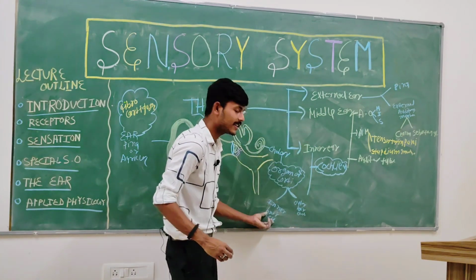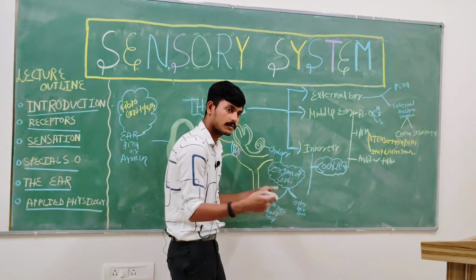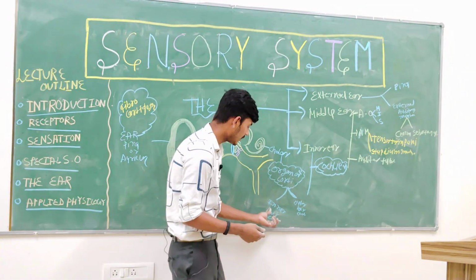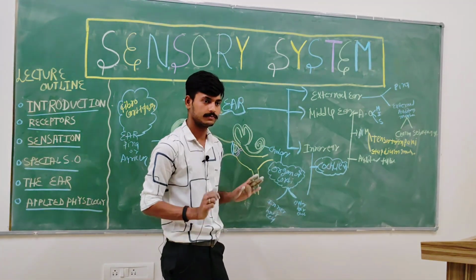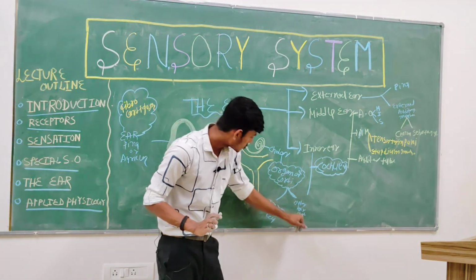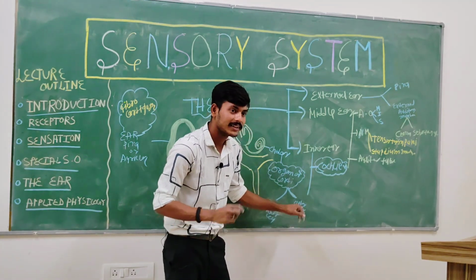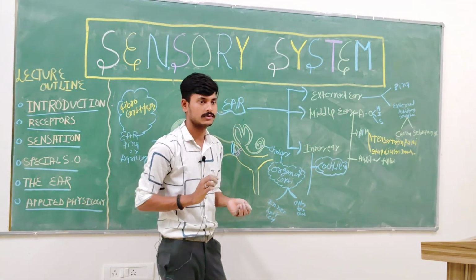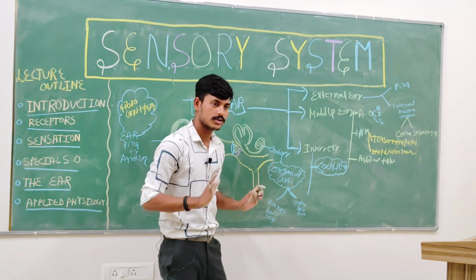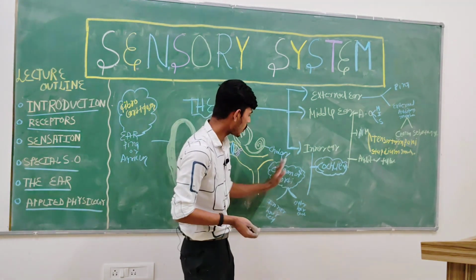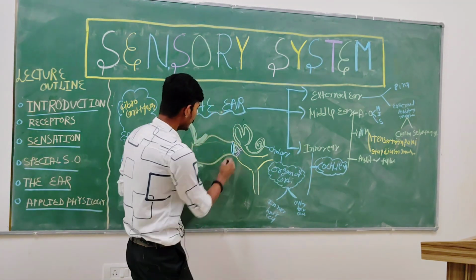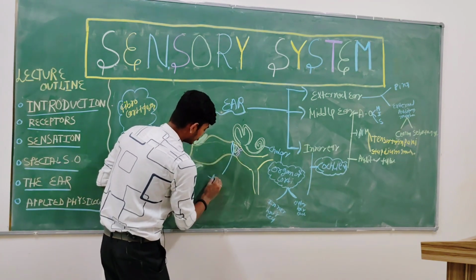These inner hair cells are attached with the auditory nerve. Understood? And the function of outer hair cell is that they amplify the low sounds. That's the organ of Corti. This is your tympanic membrane.